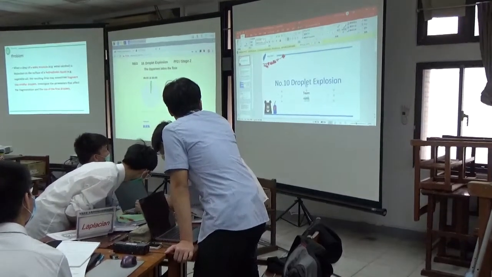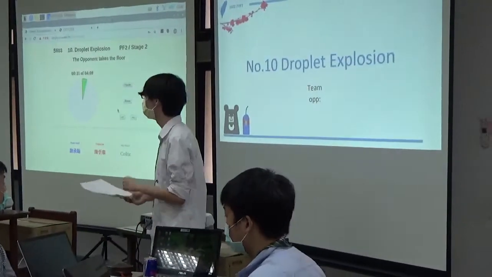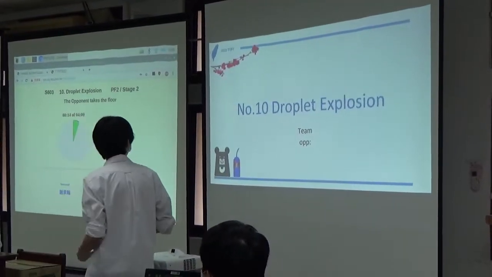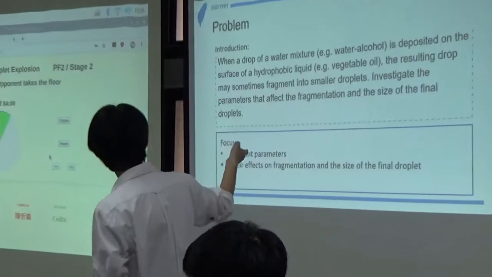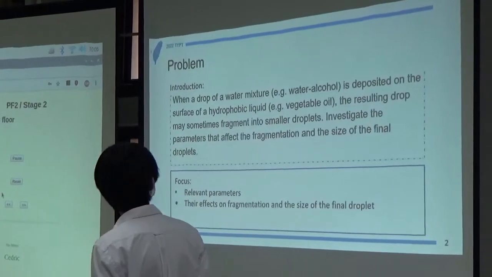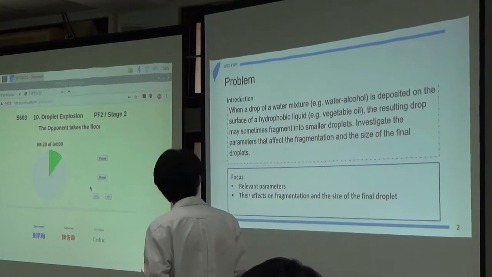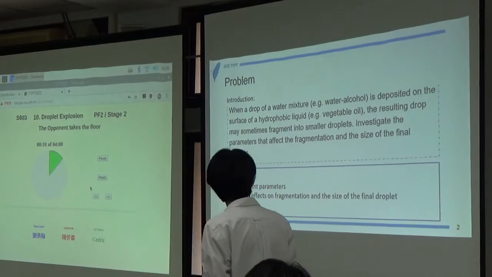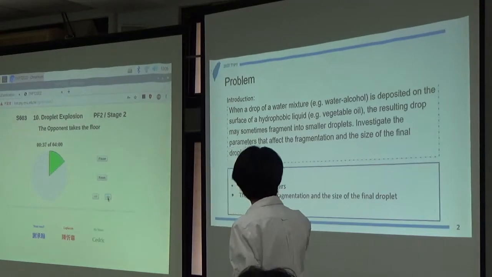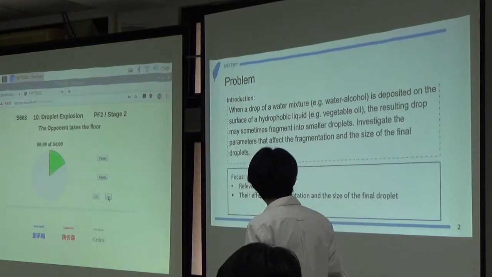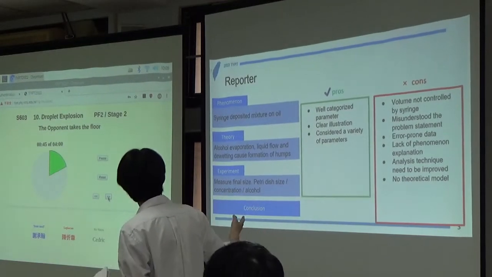Opponent, please. Dear judges and fellow competitors, I'm the leader of Team LaFlocke. I'm posing problem number 10, droplet explosion. So this is the problem statement. When a drop of water mixture is disposed on the surface of a hydrophobic liquid, for example, vegetable oil, the resulting drop may sometimes fragment into smaller droplets. Investigate the parameters that affect the fragmentation and the size of the final droplet. We now focus on two main points: relevant parameters, and the effect on fragmentation and the size of the final droplet. So I'll make some conclusions for the reporter.